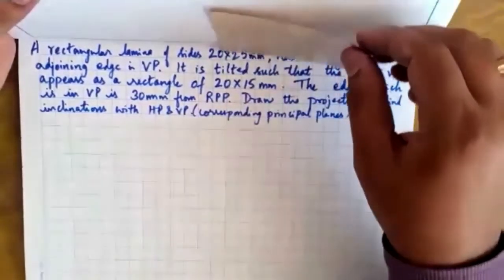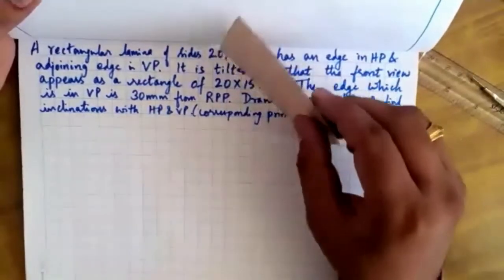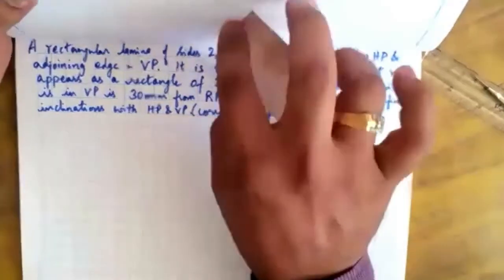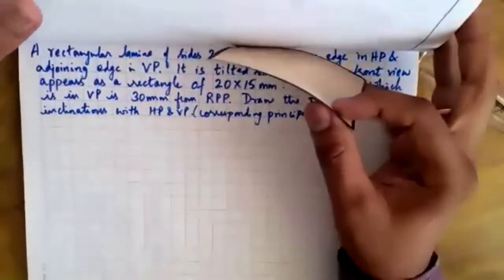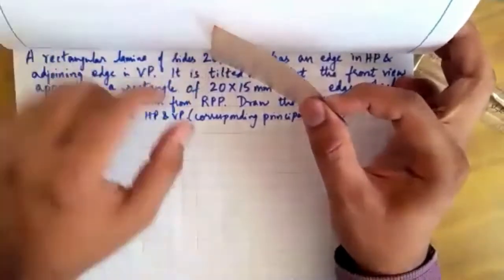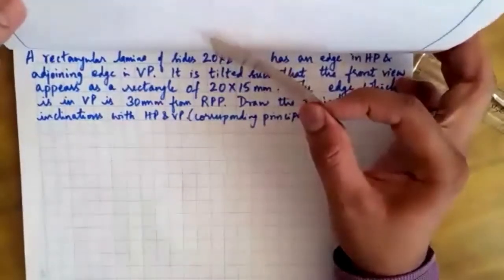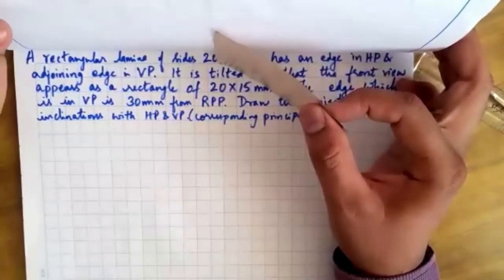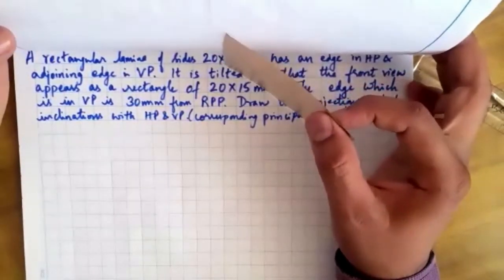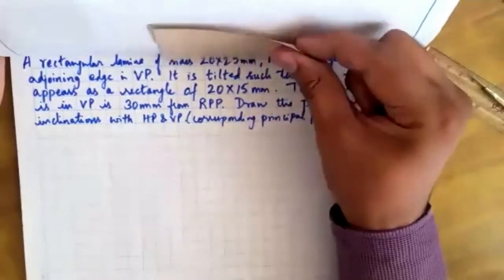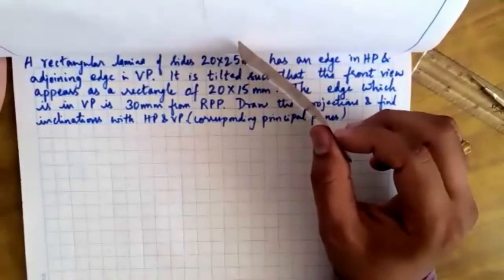Now I have to give some inclination to it such that here one edge, the 20 mm edge, is in VP, and this adjacent edge is on HP, like this, it is lying on HP. Got it? So in this condition, you are supposed to draw the final answer. There are only two steps.